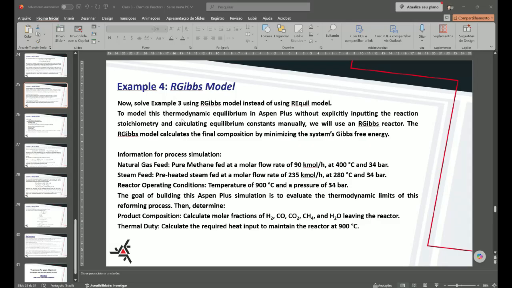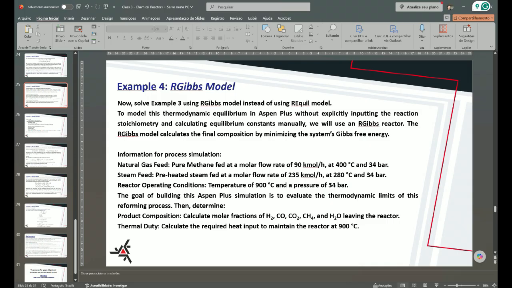Now we are going to try the R-Gibbs model. Okay, so we're going to simulate in Aspen Plus a case study with this kind of reactor, and we are going to solve the same example as example 3, but using the R-Gibbs model instead of the REQ model, also to discover and check the difference between them. Okay, and with this model, we check the thermodynamic equilibrium in Aspen Plus without explicitly inputting the reaction stoichiometry and calculating equilibrium constants manually, and we use an R-Gibbs reactor.